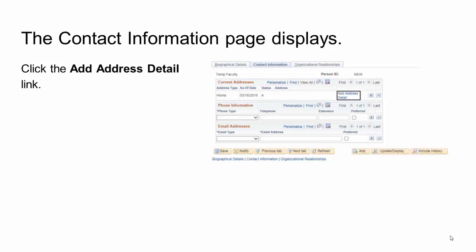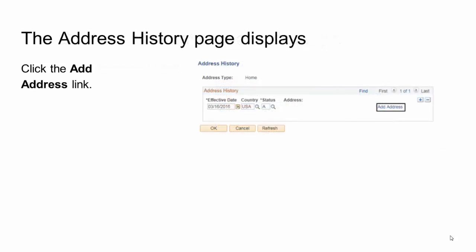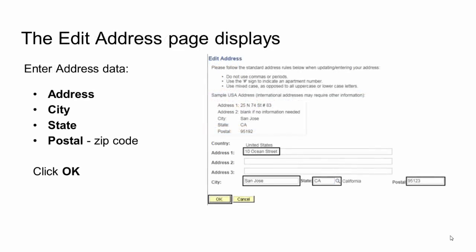The Contact Information page displays. Click the Add Address Detail link. The Address History page displays. Click the Add Address link. The Edit Address page displays. Enter the address data: address, city, state, postal, which is also known as the zip code, then click OK.